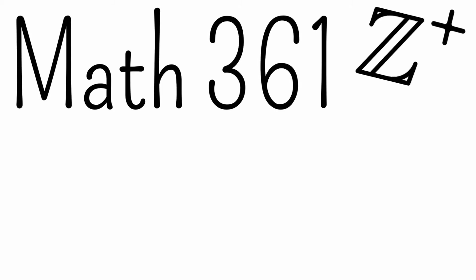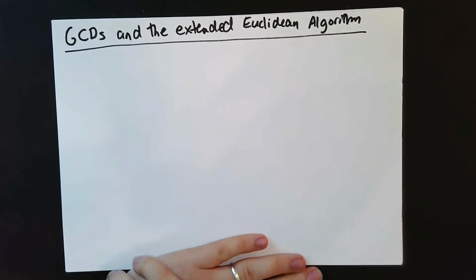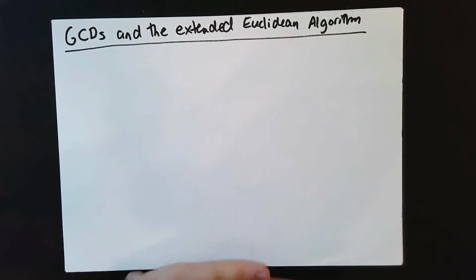Hello, everyone. Our goal today is to talk about GCDs and the extended Euclidean algorithm. It will turn out that the extended Euclidean algorithm is incredibly important computationally because it does something very complicated very quickly. And so, what is the thing that it does?